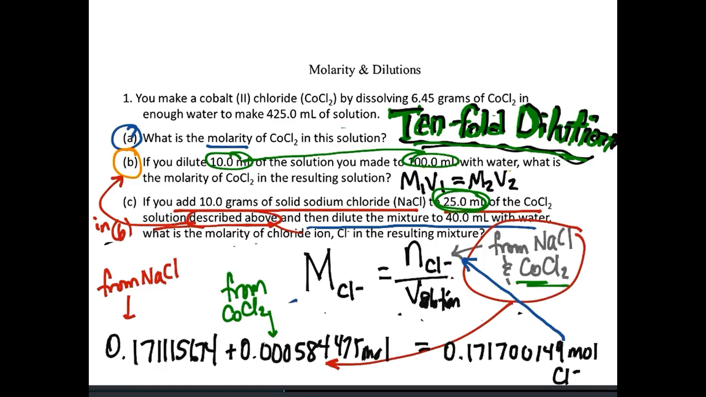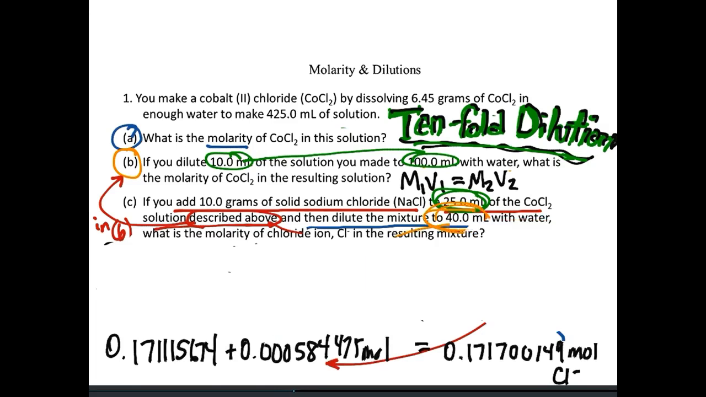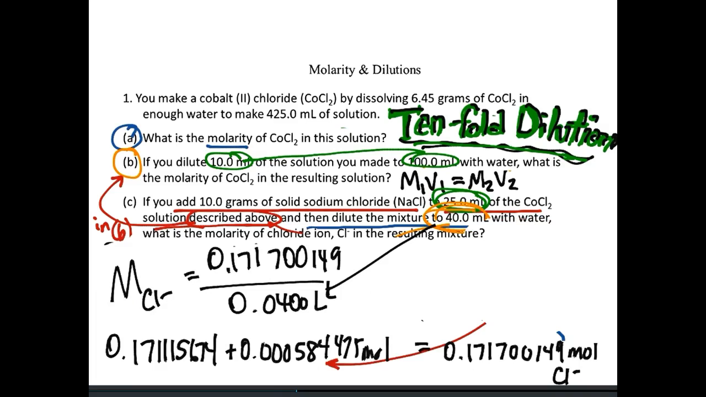My denominator is just the volume of the solution. The overall volume is 40 milliliters, which I just need to convert into liters. So 40 mLs, I'm going to convert that into liters, and that's 0.0400 liters. So my final answer is 4.2925.